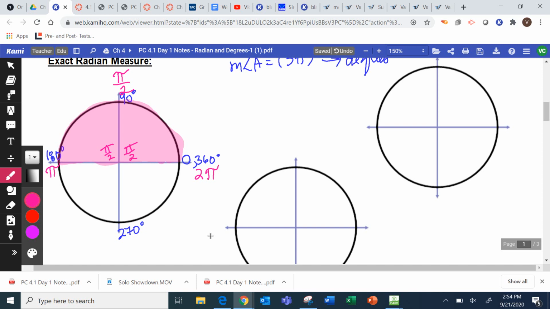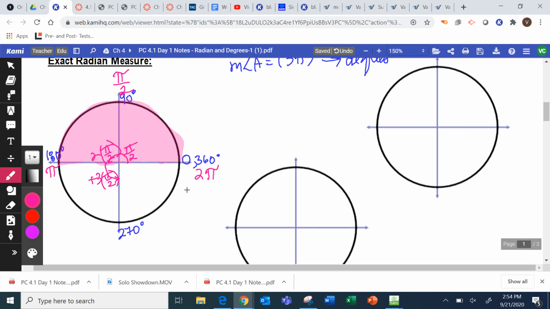Now if I'm talking about a terminal side, we would do pi over 2 here, and then we would add on a second pi over 2, which reduces to give us pi. We can continue that pattern. We would add on a third pi over 2.